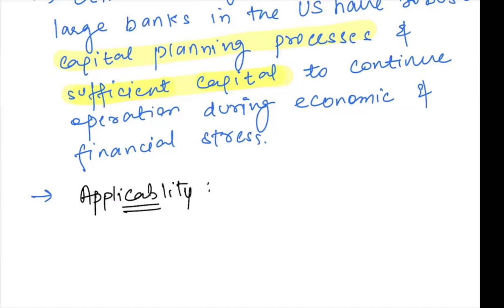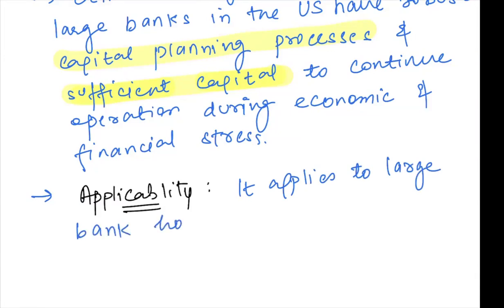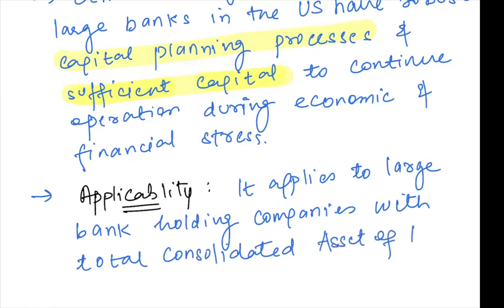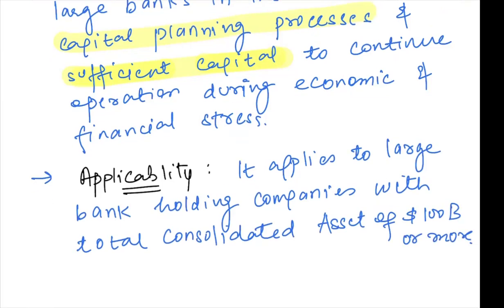So what it means is, okay, let me write first. It applies to large bank holding companies with total consolidated asset of 100 billion or more. See, that's why this becomes very important.